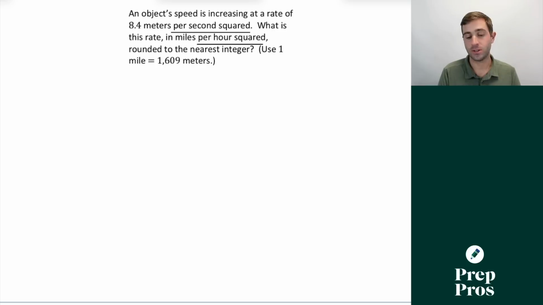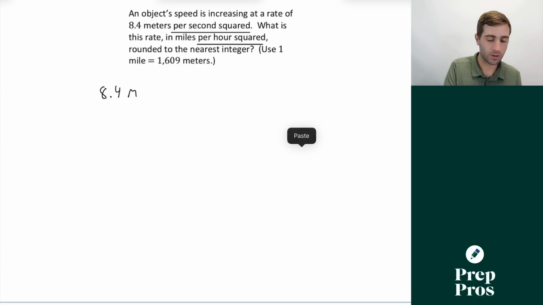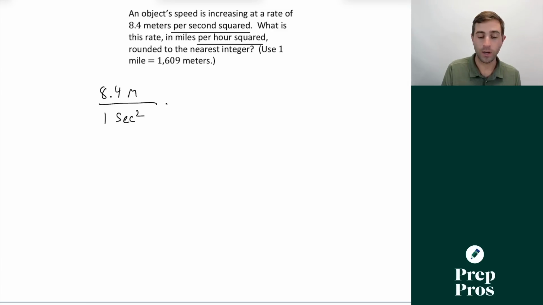An object's speed is increasing at a rate of 8.4 meters per second squared. So per is kind of a code word for divide. So we can do 8.4 meters over, we'll do 1 second squared. What is the rate in miles per hour squared rounded to the nearest integer? Well, the first thing is we want to go from meters to miles. Now, whenever we're dealing with unit conversion, you can always tell you've set it up correctly if you're able to cross cancel them. So we're going to put our 1,609 meters on the denominator, and we'll put our 1 mile on the numerator. At this point here, we would be in miles per second squared, but we want to get into mile per hour squared.